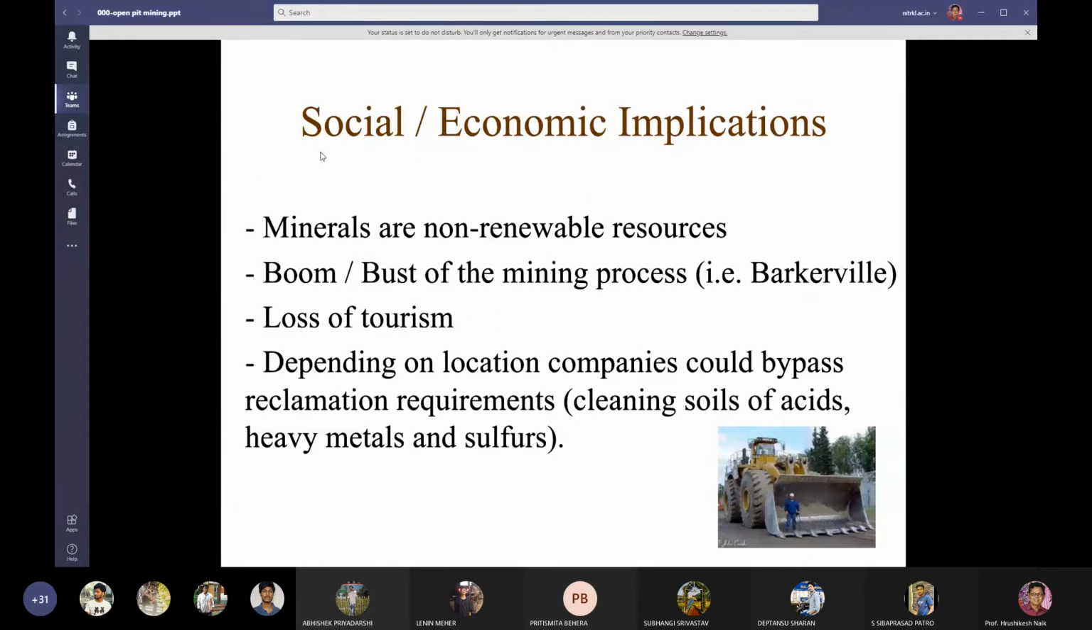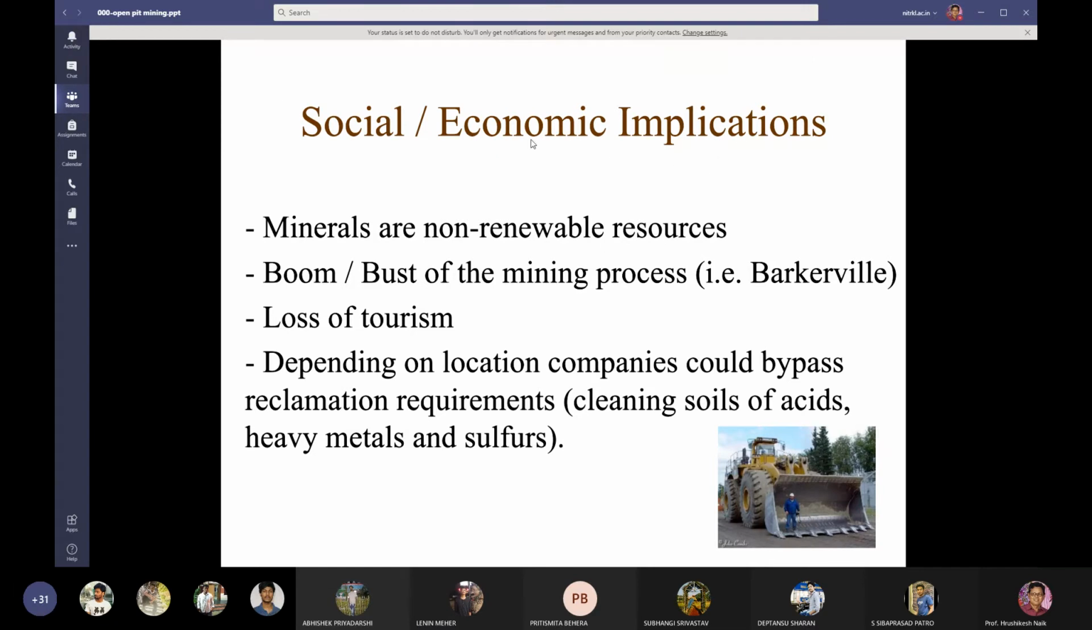And you know that we have already discussed the social impact of mining and economic implications. Whenever you go for mining, nearby some villages are there, nearby some people are living. So you have to acquire their land for mining purposes. These people have to vacate the land. You have to give them compensation. You have to give them a separate place to live in. So that is called the social impact of mining.